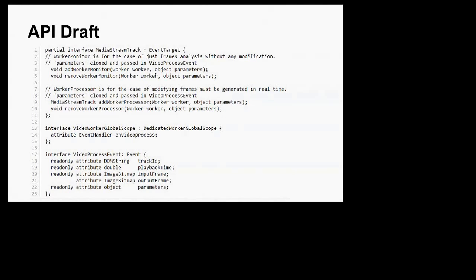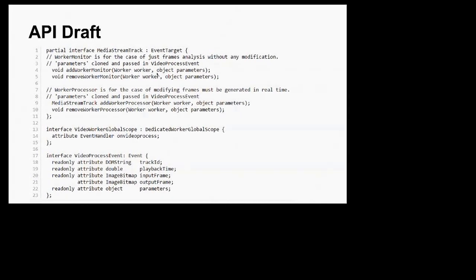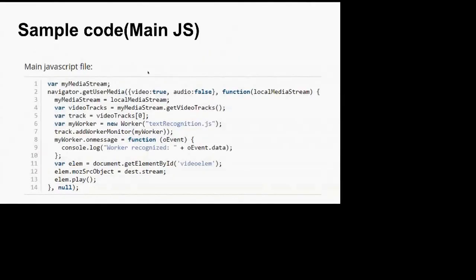Let's look at the sample code. This is the main JavaScript file. Start from get user media to get the media stream, and get the media stream track. Then add a worker as a monitor. I think we will change to new video worker. We will add a worker as a monitor. And the callback of my worker onmessage will show the recognized text.